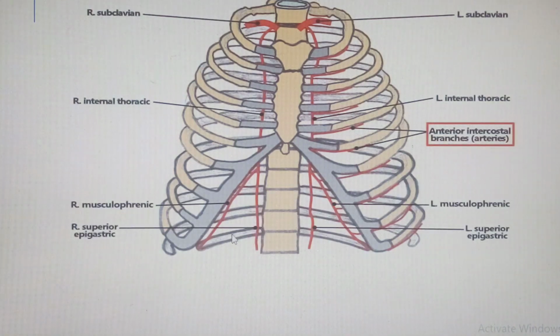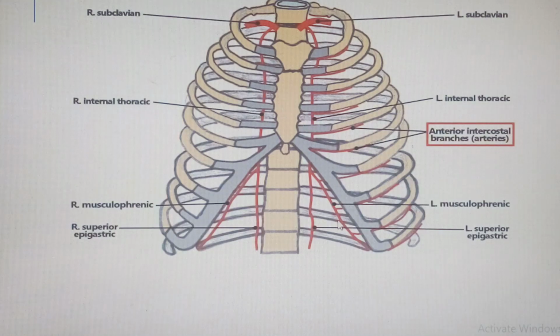Apart from that, we also have the superior epigastric artery. Epigastric means it supplies some areas in the abdominal area, of course above the stomach. Epi means above, and gastric has to do with the stomach. These epigastric vessels run in the rectus sheath of the anterior abdominal wall to supply the rectus muscles up to the level of the umbilicus, the belly button. So you have to know the extent to which this superior epigastric artery supplies the rectus abdominis muscle.